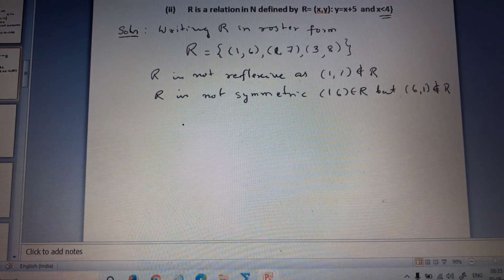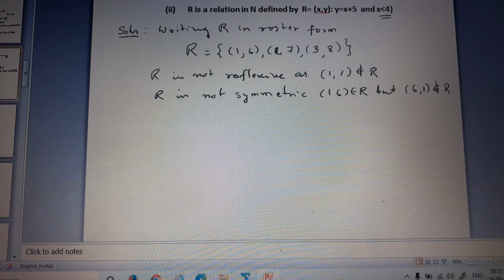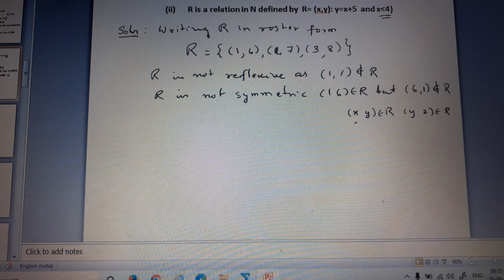But now, a very important question is this: is it transitive? Yes, because you see, try to understand the definition of transitive. (x, y) must be there, that is the first condition, and (y, z) must be there. If these two conditions are satisfied, then what should happen? (x, z) should be there. So this is the definition of a transitive relation.